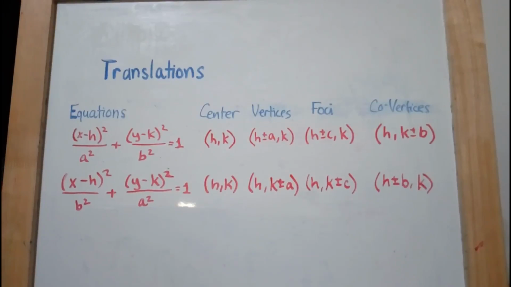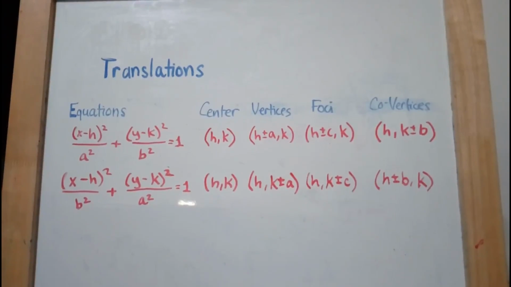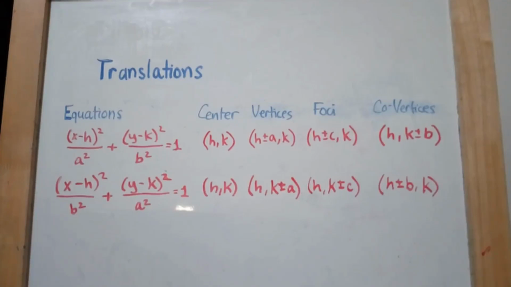Then we have ellipses that are translated on the graph. These have a different center from 0, 0, and the equations are shown. The center is h, k, and can be found in the numerator of the equation. These will be added or subtracted from the x and y, and the signs will change. For the vertices, foci, and covertices, remember to add the a value to the vertices, the b value to the covertices, and the c value to the foci.